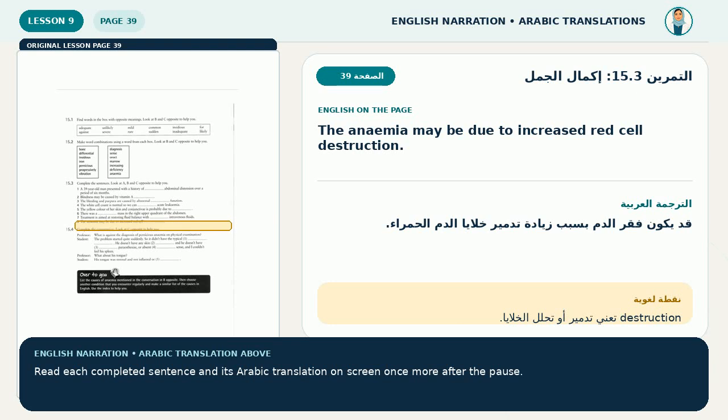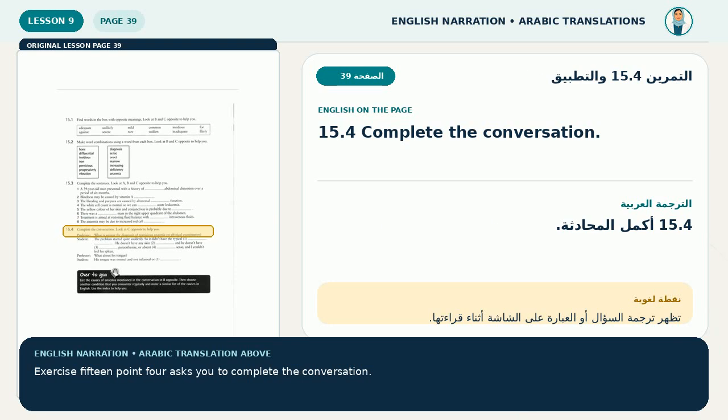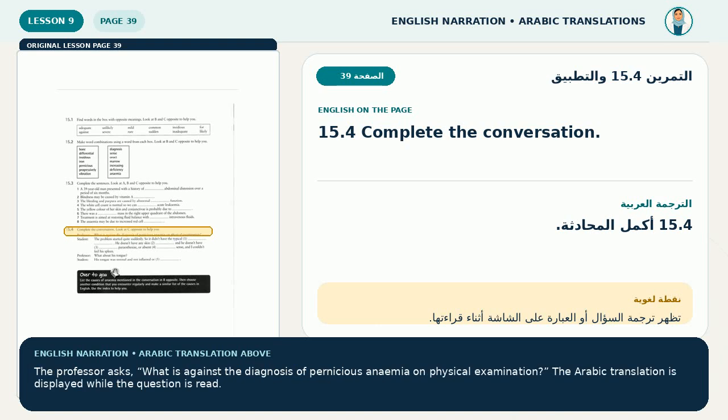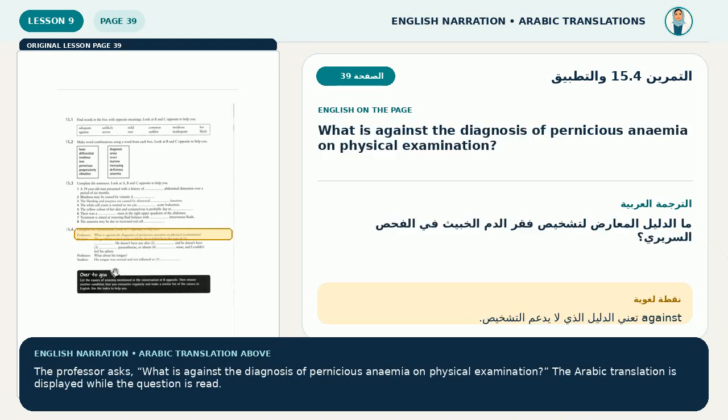Read each completed sentence and its Arabic translation on screen once more after the pause. Exercise 15.4 asks you to complete the conversation. The professor asks, what is against the diagnosis of pernicious anemia on physical examination? The Arabic translation is displayed while the question is read.